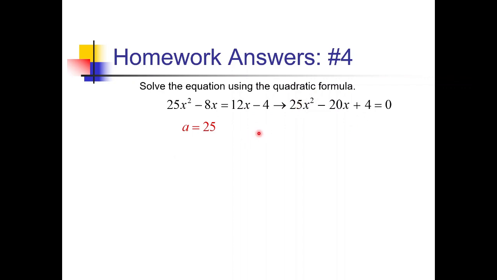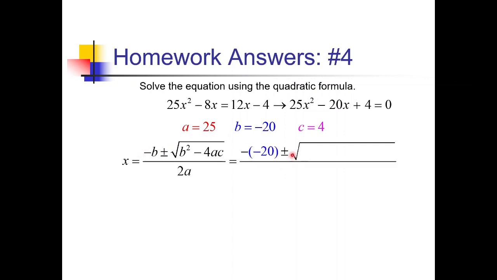This is our first problem on this homework set that didn't have an a value of 1, and we went away from that in a big way. And then we have a b value of negative 20. C value of 4. And here's our quadratic formula, negative b plus or minus square root of b squared minus 4ac all over 2a. All right, so we've got negative 20 plus or minus square root of negative 20 squared minus 4 times 25 times 4 all over 2 times 25.